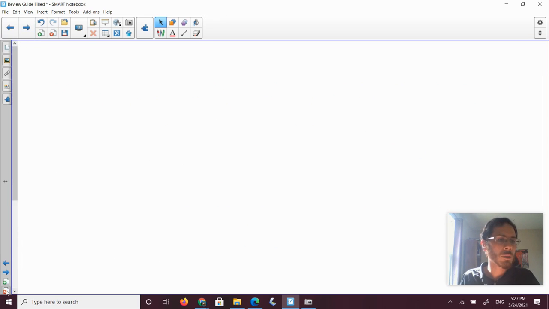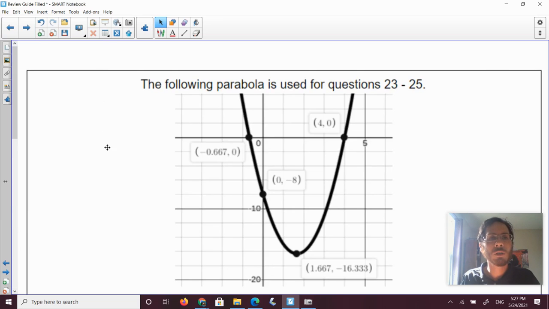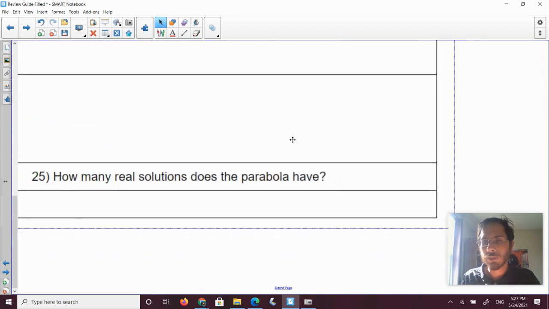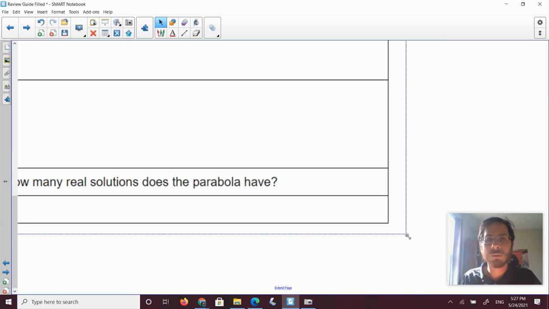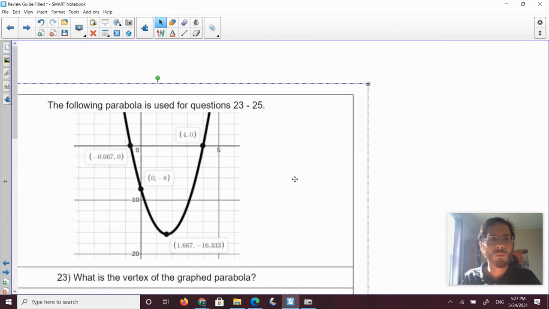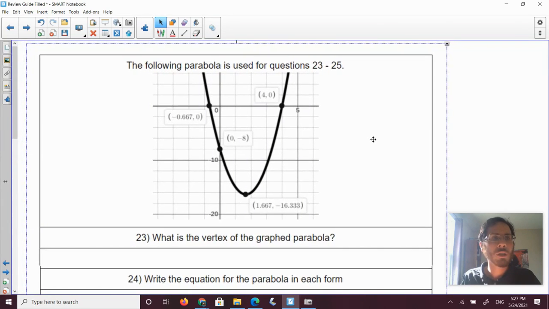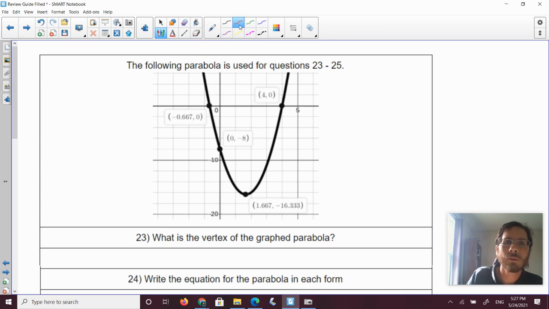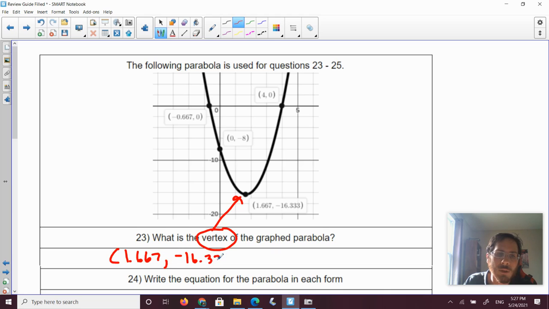All right, so that's blank now. So with number 23 through 25, we just want to use this parabola. I'm going to shrink this a little bit just so I can see the parabola and still answer the questions. All right, I think that'll be good enough. So first thing we want to do is find the vertex of the graphed parabola. So this is just vocab. So we want to find the vertex, which is either the top or the bottom. It's right there. So our vertex is 1.667, comma, -16.333. So that's the vertex.